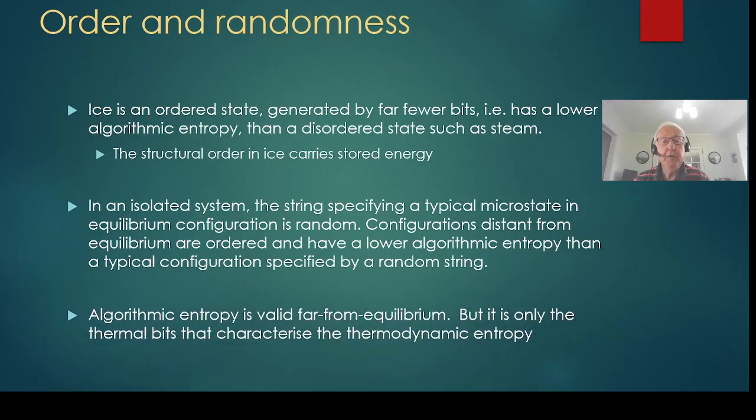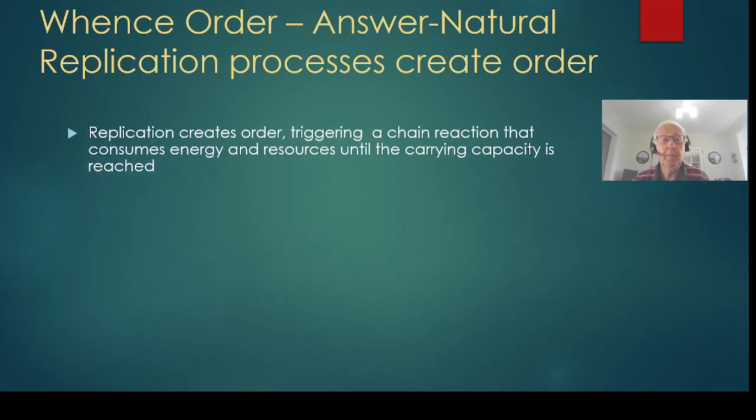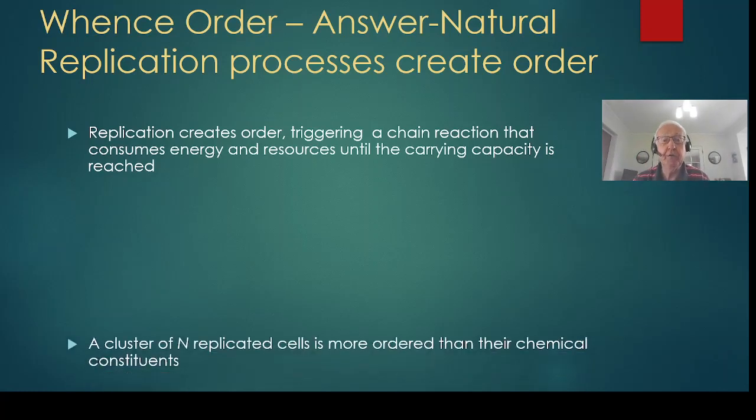The algorithmic entropy is valid for far from equilibrium situations, but it needs to be remembered that it is only the thermal bits, the bits in the momentum states, that characterize the thermodynamic entropy. Where does order come from? The answer is natural replication processes create order. Replication creates order because it triggers a chain reaction that consumes energy and resources until the carrying capacity is reached.